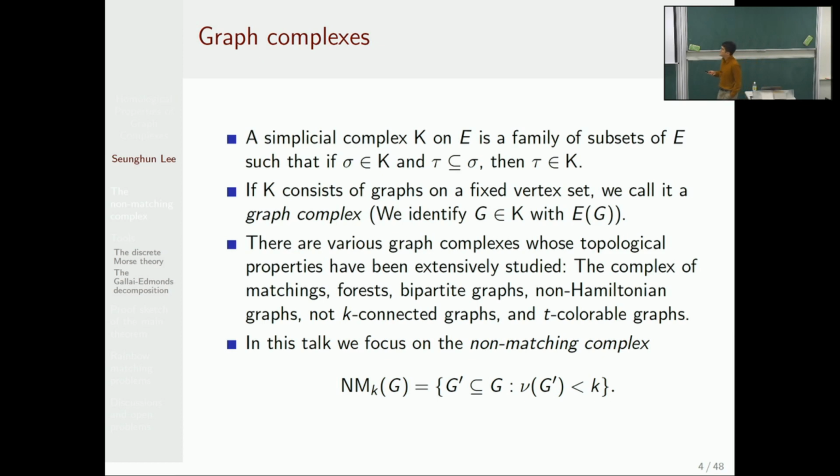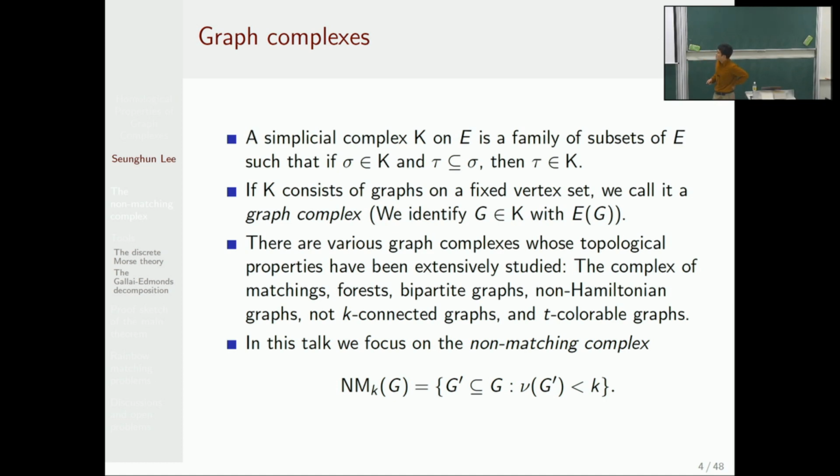Let us recall that a simplicial complex on the ground set E is a family of subsets of E that satisfies the hereditary property. That is, if sigma is a face of K and tau is a subset of sigma, then tau is also a face of K. Especially if K consists of just the graphs on a fixed vertex set, we call it a graph complex. In this case, since the vertex set is fixed, we identify every graph with its edge set. We will use this convention for this presentation.